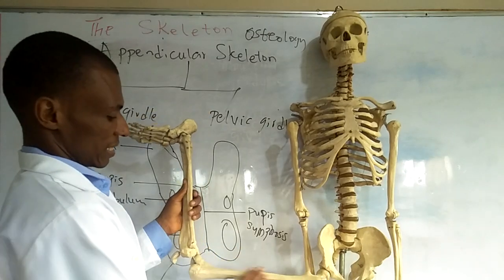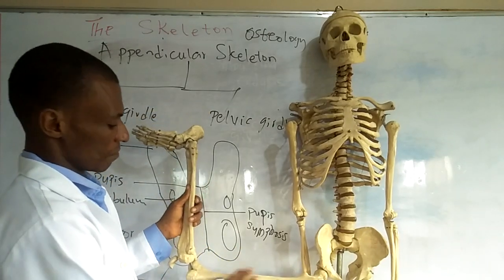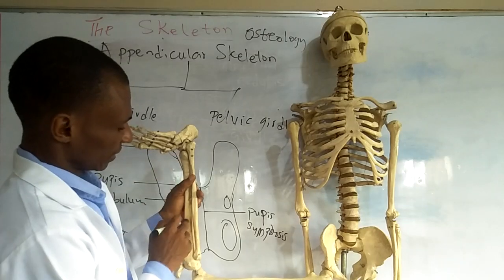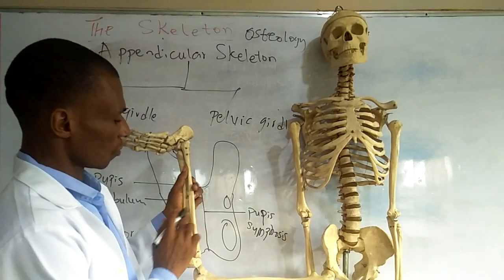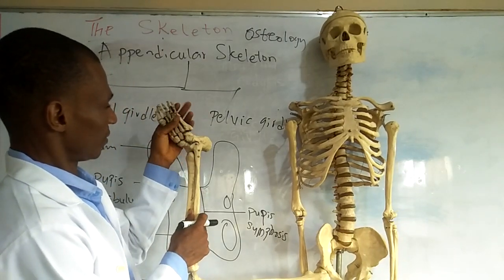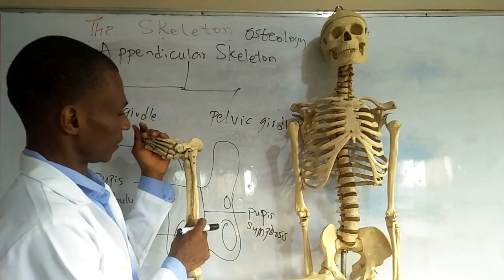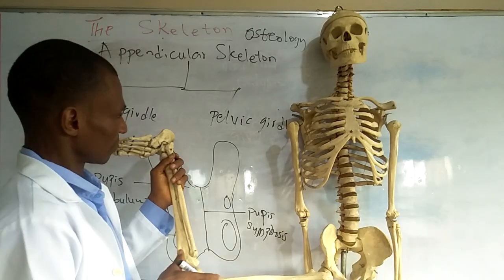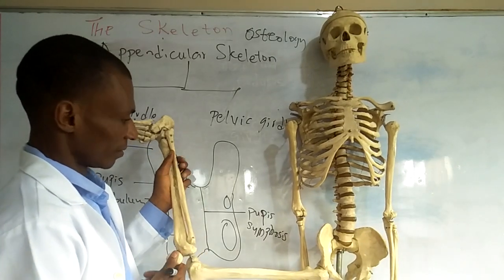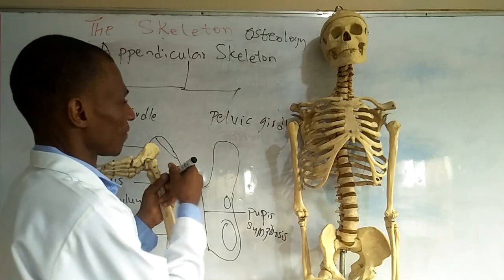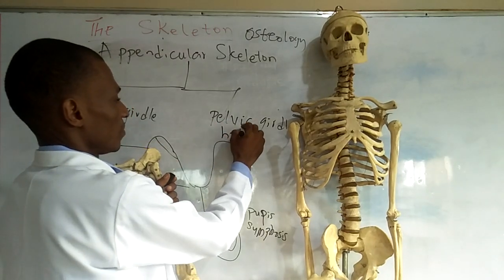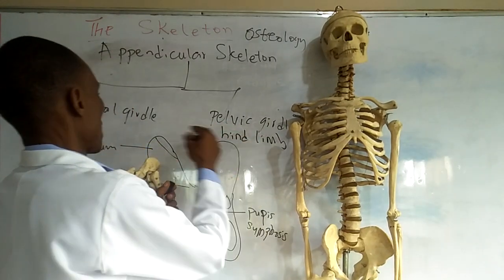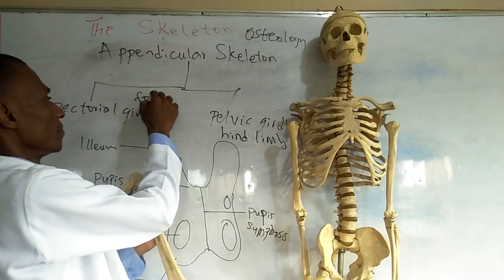the thigh bone or the femur, you have the tibia and the fibula, two bones, and the foot, leg region. The kneecap is being situated here, part of the pelvic girdle. The pelvic girdle, we have the hip limb. Right here we have what? Four limbs, respectively.